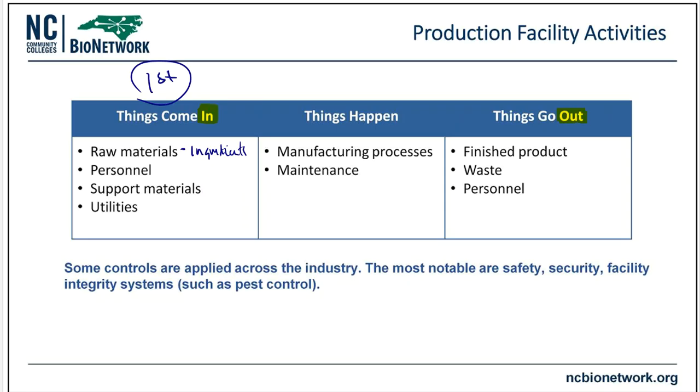Next up, in the middle of the table, this is where things happen. So when I say that, what that means is that this is where most of the production is taking place. So all of the steps that we've talked about before in the previous modules, the chromatography steps, all of our filtration steps, the fermenters, the bioreactors are happening here. These are all processes that go on in order to make a final product.